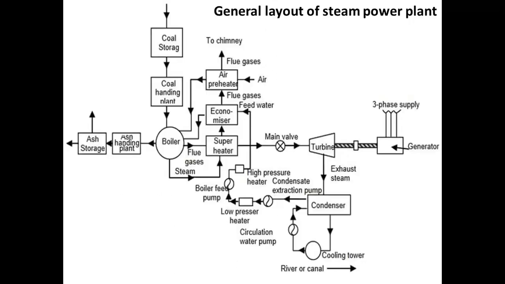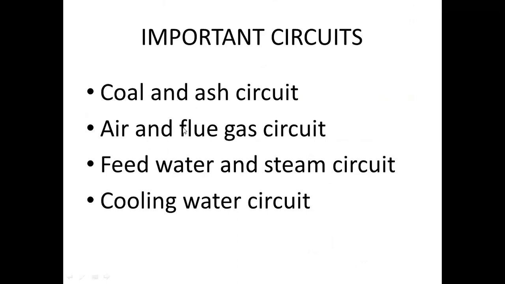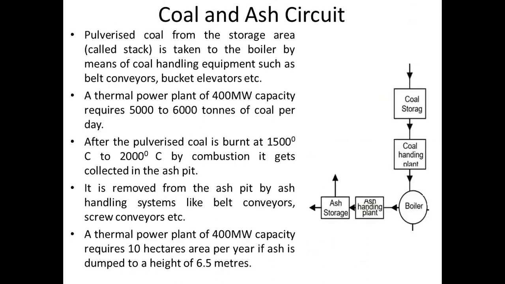Friends, here you can see this first circuit. We are seeing the coal and ash circuit. Friends, this circuit is known as the coal and ash circuit. Though we will discuss all these in detail, if we talk about the coal and ash circuit, here you can see there is a boiler which requires coal for burning. So coal is here. From here, coal is transferred to the coal handling plant, and after burning, it converts into ash. So ash is handled by the ash handling plant, and then it is supplied to the ash storage point, from where it is supplied to the dump point.